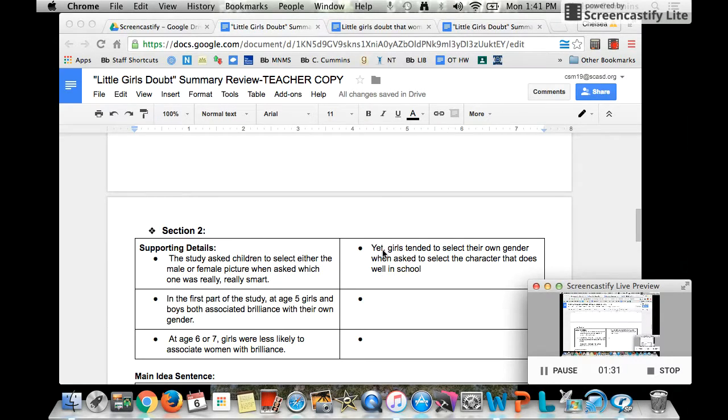Yet, here's my fourth detail, girls tended to select their own gender when asked to select the character that does well in school. So what the article said is that it didn't really matter how hard somebody worked, or that proficiency in school didn't seem to add up to girls selecting girls for brilliance or intelligence. So these are the 4 details that I discovered in section 2.